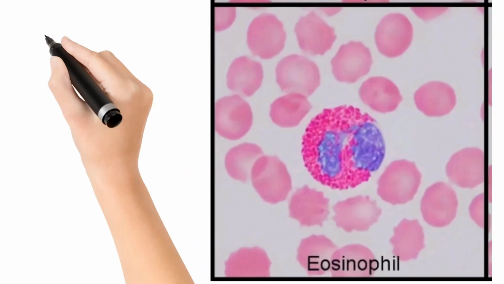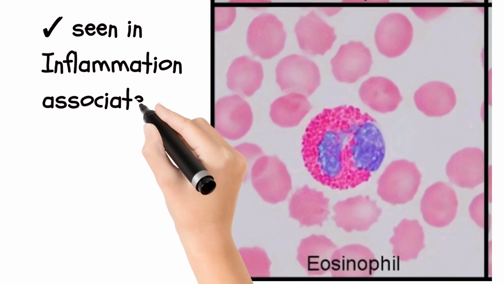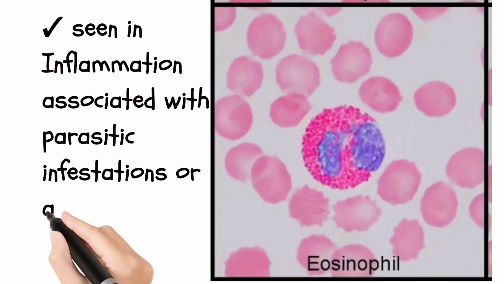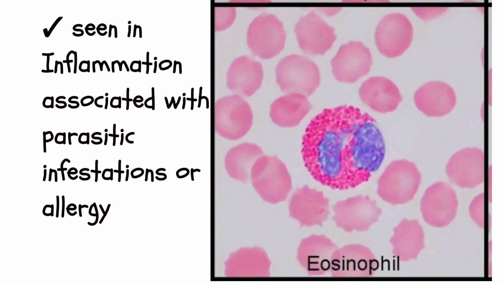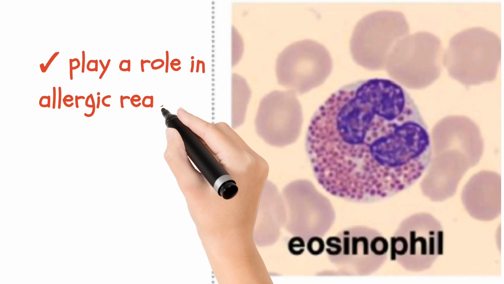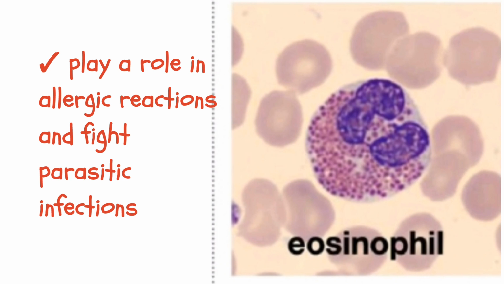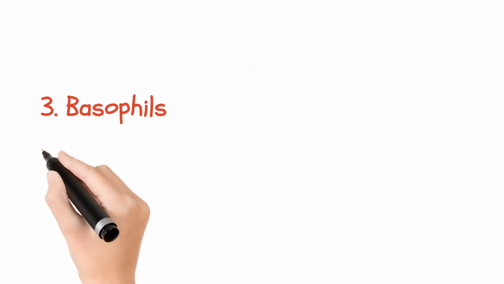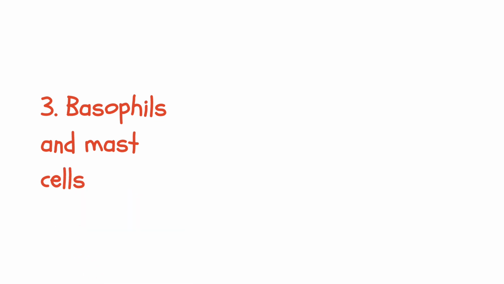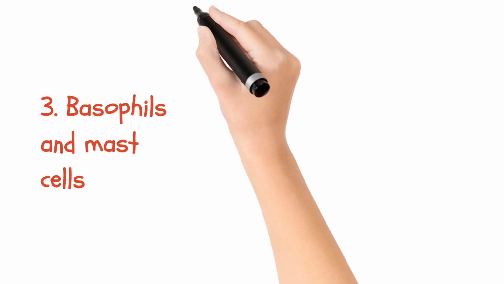So eosinophils are mainly seen in cases of inflammation that are associated with parasitic infestations or allergy. And the main function of eosinophils is that they play a role in immune response, particularly allergic reactions and fighting parasitic infections.